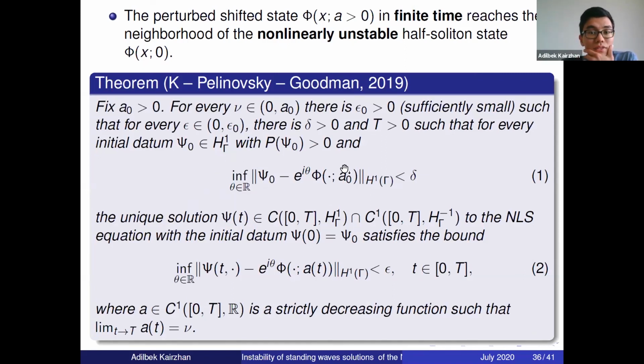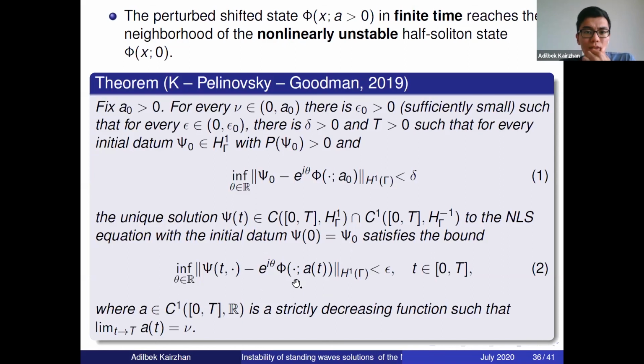So we just say that if you start with some A0 greater than 0, then whenever you start in the delta neighborhood of the orbit of this shifted state, localized at A0, as time goes, your A(t), like your translational parameter, moves towards some nu. You can just take nu to be very close to 0. And then in time, whenever you move towards the vertex, towards the nu, you still remain inside of the epsilon neighborhood of the orbit of this shifted state localized at A(t).